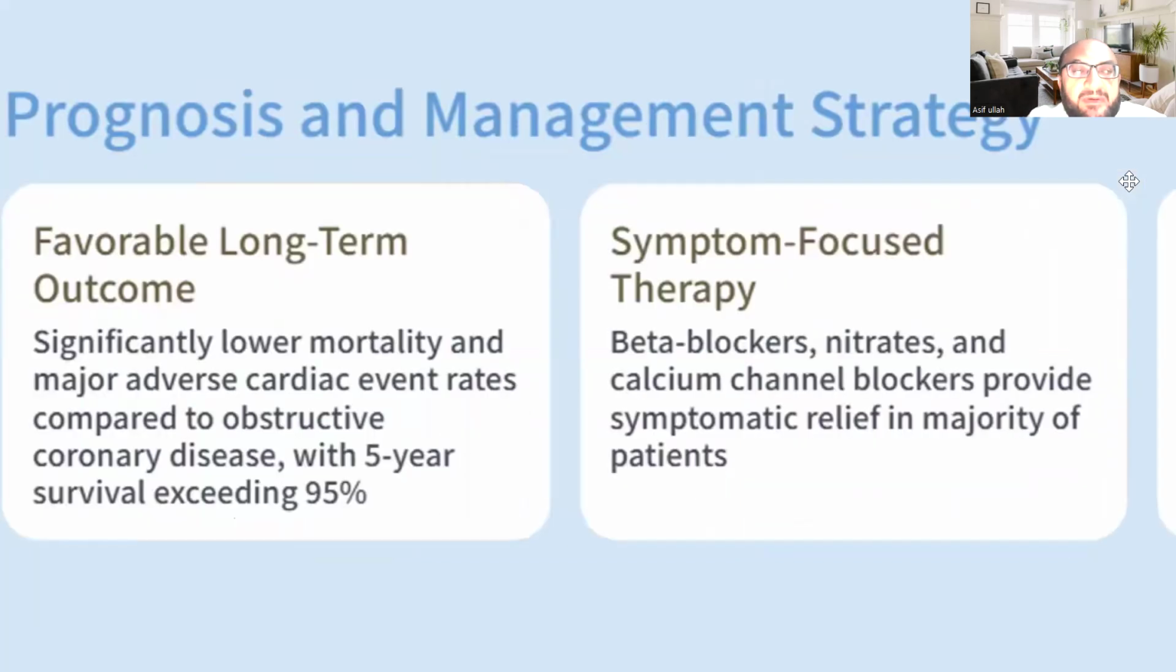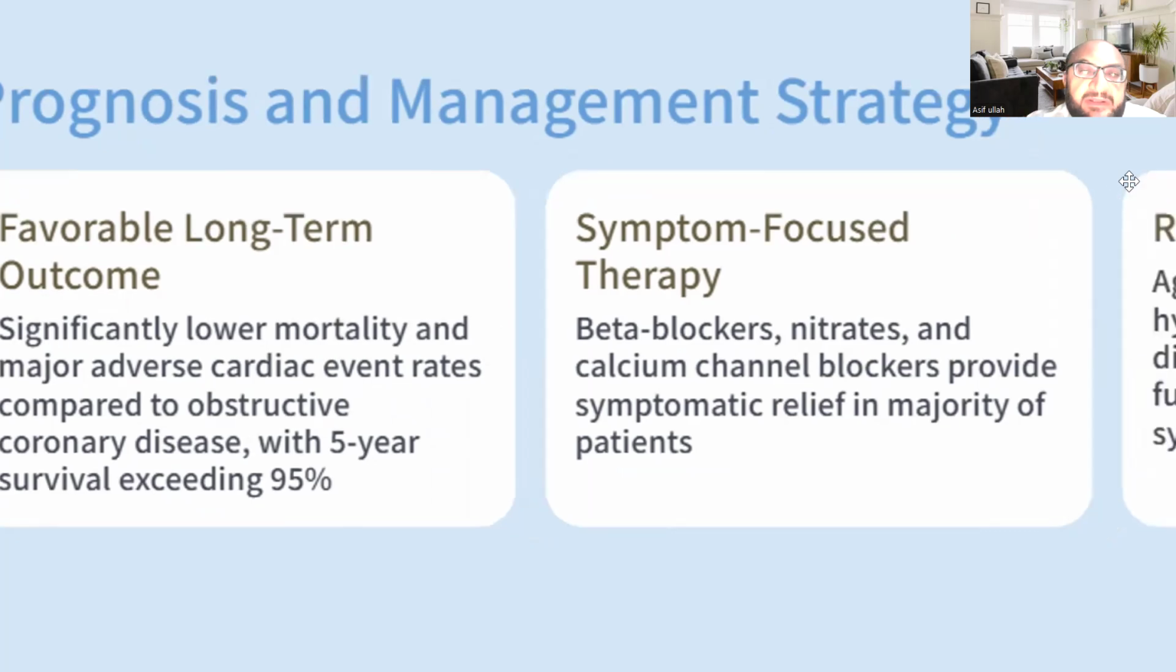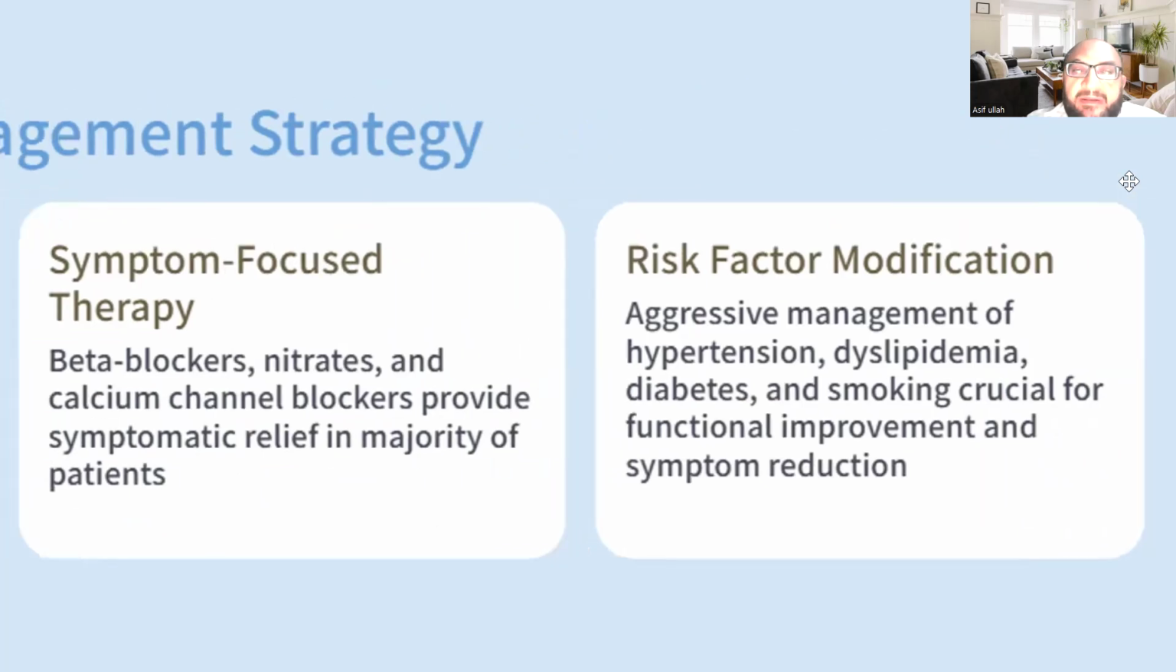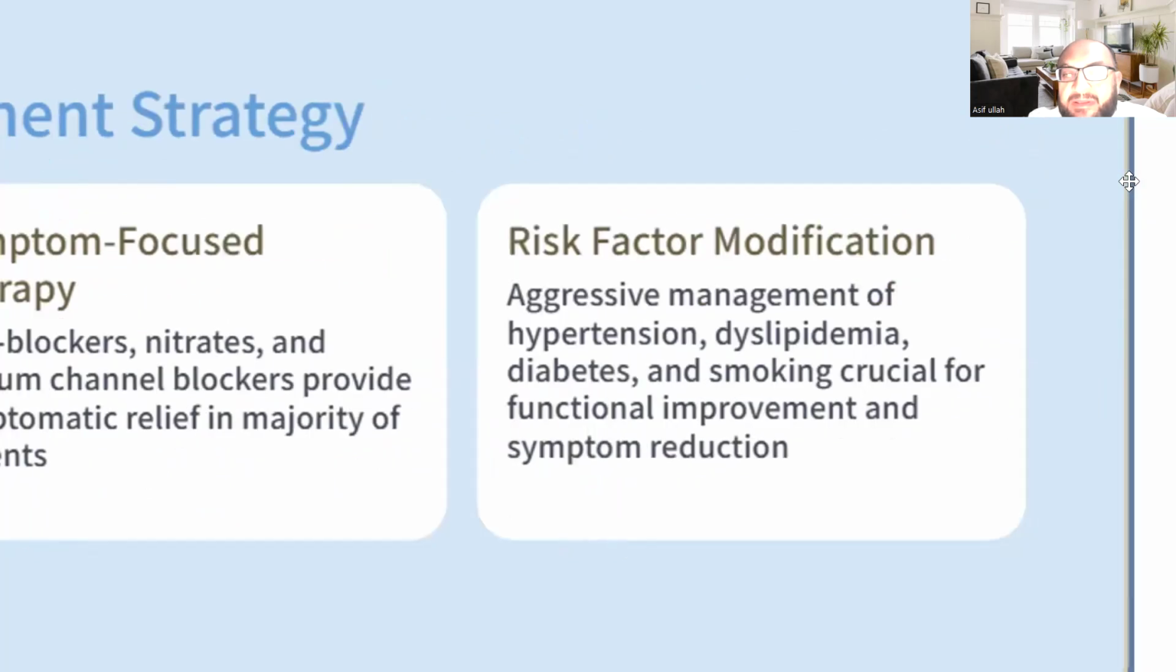So significantly lower mortality and major adverse cardiac event rates compared to obstructive coronary artery disease, with 95% 5-year survival. Nitrates, calcium channel blockers, and beta blockers provide symptomatic relief. And obviously, you will manage risk factors: hypertension, dyslipidemia, diabetes, and smoking. They are crucial. And this syndrome X may change into something else if these are not controlled.